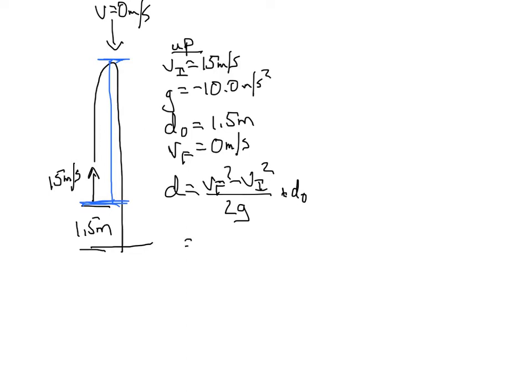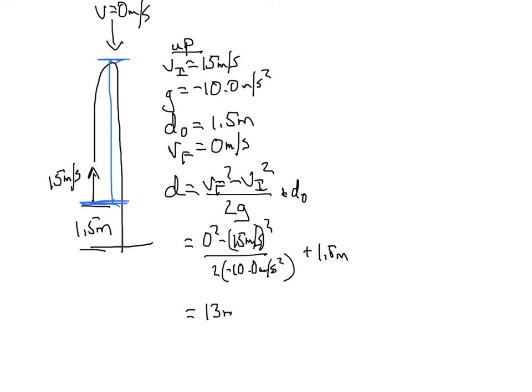So we can plug our values in from here. Vf, we know, is 0. Vi is 15 meters per second, squared, all divided by 2 times negative 10 meters per second squared. And then we'll add in the 1.5 meters to account for our initial height. If we solve all of that, we end up with 12.75, but since we only have 2 significant figures, we're going to say that our ball ends up 13 meters above the ground.